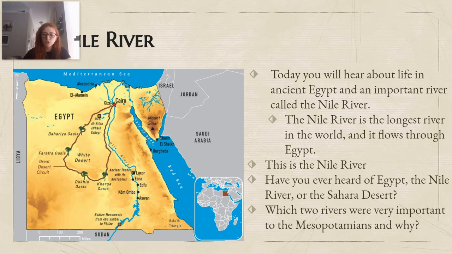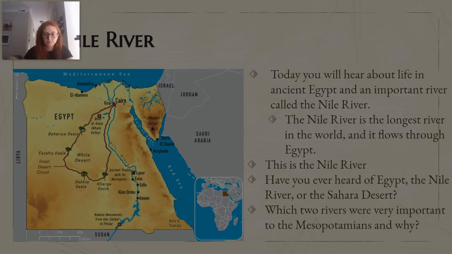Who remembers which two rivers were very important to the Mesopotamians and why they were important? The two rivers were the Euphrates River and the Tigris River, right? And they were important because they allowed the Mesopotamians to trade, grow crops, build reservoirs for drinking water and canals so they could get that water to their land, right?